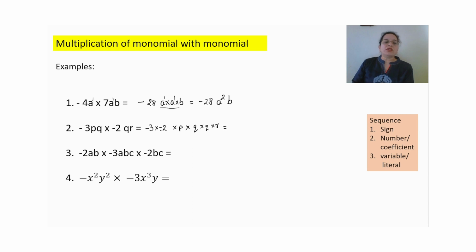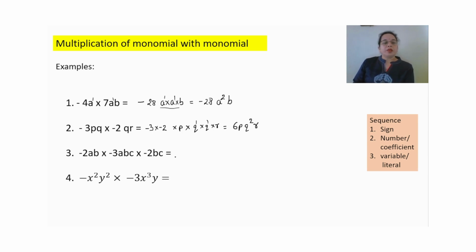So total number of signs are 2. 2 is an even number, so your answer will be positive. No need to write any sign. So 3 2s are 6. P only 1 is there, so this is p. For q we have two of them, and if multiplication is there, the base is the same, we add the powers. So q raised to the power 2 and single r, so this is the answer.